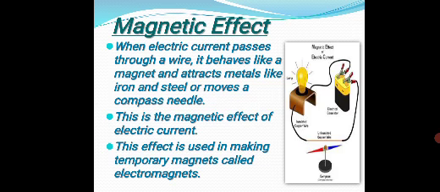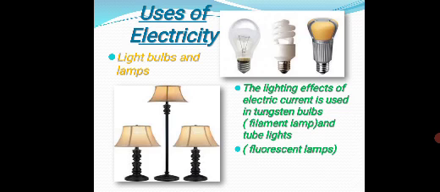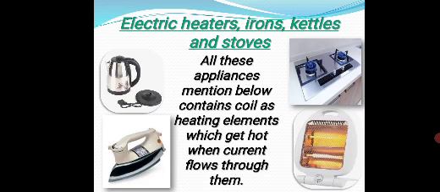Now we are going to study the uses of electricity. Light bulbs and lamps, the first use. The lighting effect of electric current is used in tungsten bulbs and tube lights. Tungsten bulbs are also known as filament lamps, and tube lights are also known as fluorescent lamps. In our homes, offices, even in hospitals, we use electric heaters.